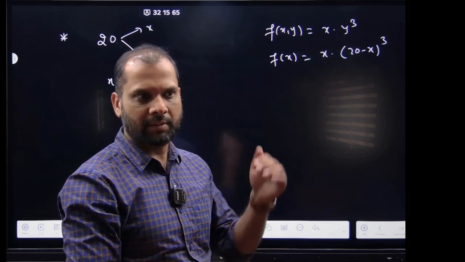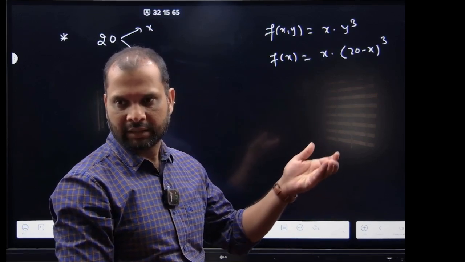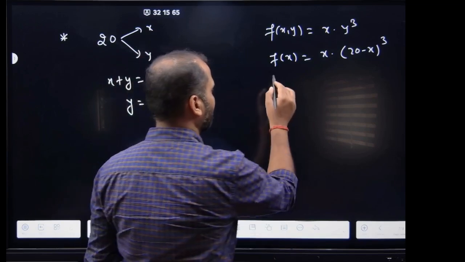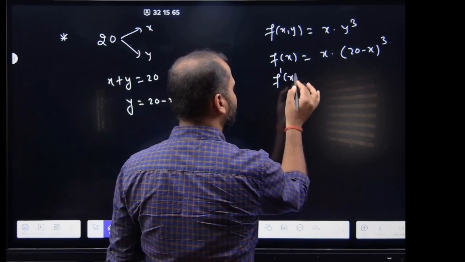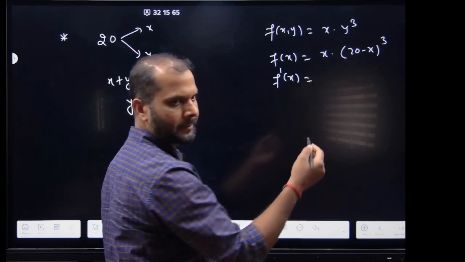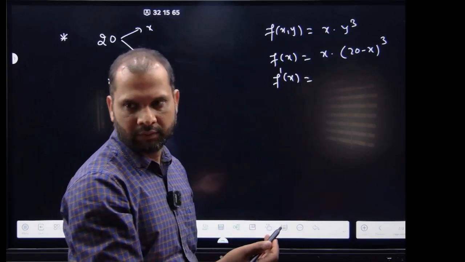What is the maxima minima concept? I should differentiate it, right. So same thing I will be doing. So differentiate, f dash x. Which formula I have to apply here? U into v rule. Yes or no?